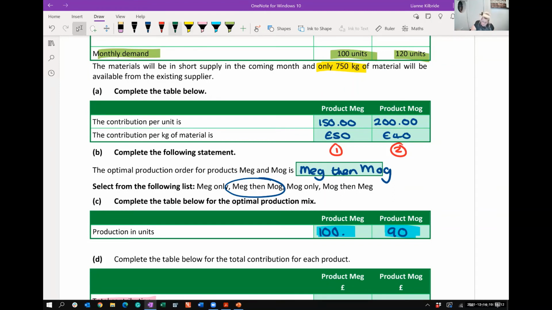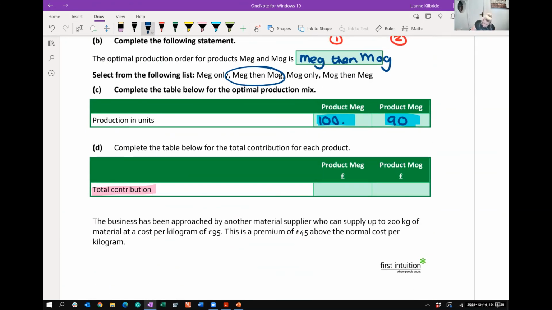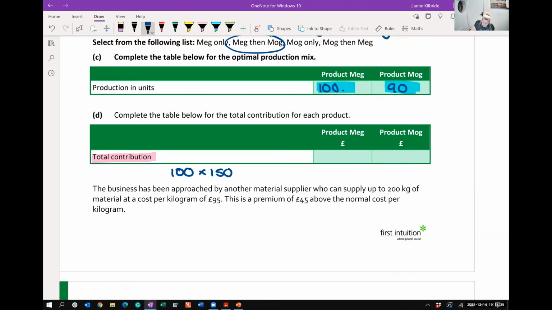Now, because we're interested in the total contribution, we need to be making sure that we're using the figures which relate to the units. Okay, so for MEG, quite rightly, you've got 100 units, which has a contribution per unit of £150. Okay, and that will give us the answer of 15,000. And then for MOG, you've got 90 units, which has a contribution per unit of 200, which gives us a total contribution of £18,000. Okay, so that's how you'd work it out based on limiting factors and the contribution when you've got scarce resources.